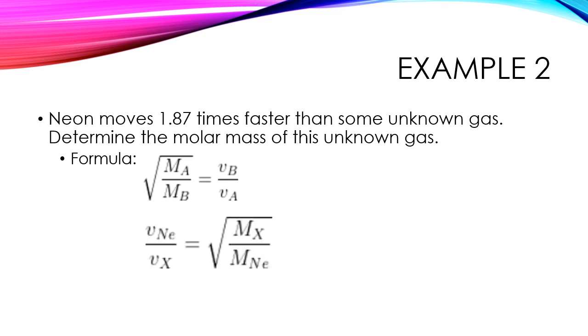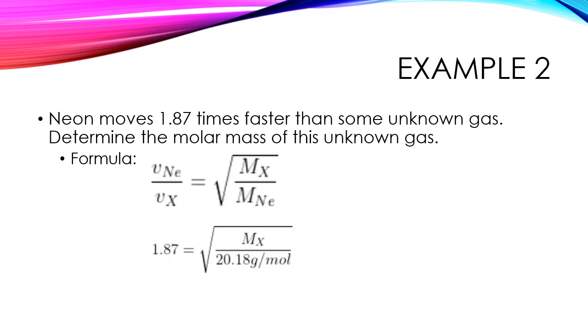The way that this was worded, we know the speed of neon versus the unknown. So we're going to write Graham's law as the V of neon divided by the V of our unknown, let's just call it X, is equal to the square root of the molar mass of X divided by the molar mass of neon. So let's plug in what we know. We know the rate of effusion is 1.87, so our left-hand side of the equation becomes 1.87. It is equal to the square root of the molar mass of X that we're trying to solve for divided by the molar mass of neon, which is 20.18 grams per mole.